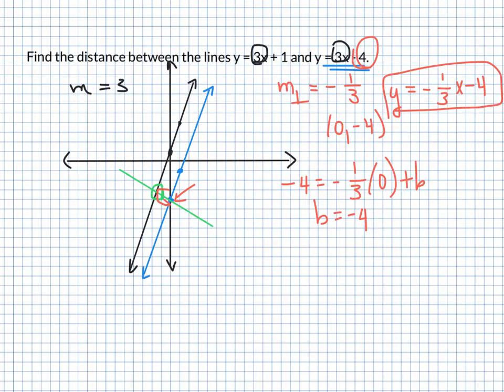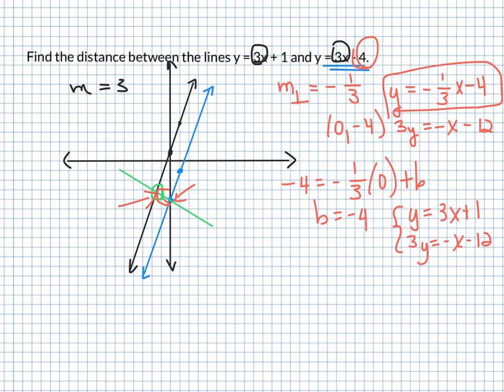Now that I have that equation, that's that green line right there. So now I need to find the intersection of the green line, which is y = -1/3 x minus 4, and the black line, which is y equals 3x minus 1. So what I'm going to do is multiply by 3 so that my line doesn't have fractions. So I'm going to get 3y equals -x, or the opposite of x, minus 12. And my system becomes y equals 3x plus 1 and 3y equals -x minus 12.